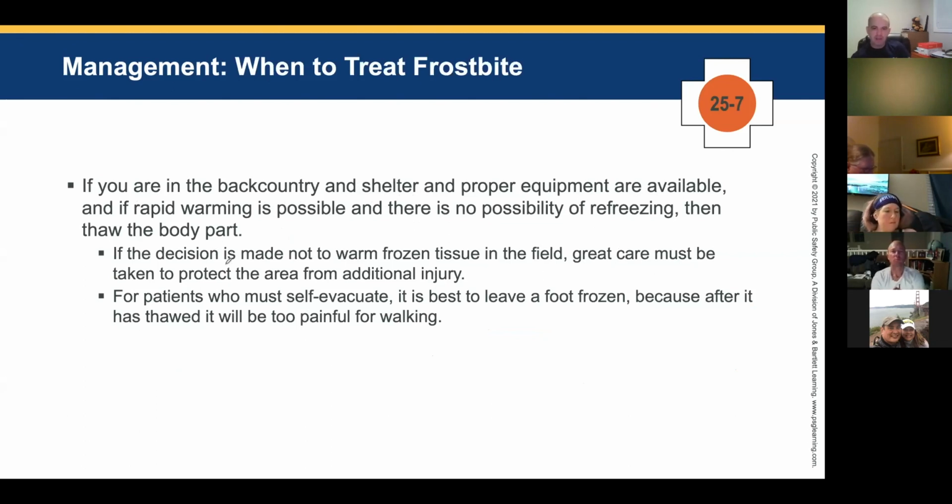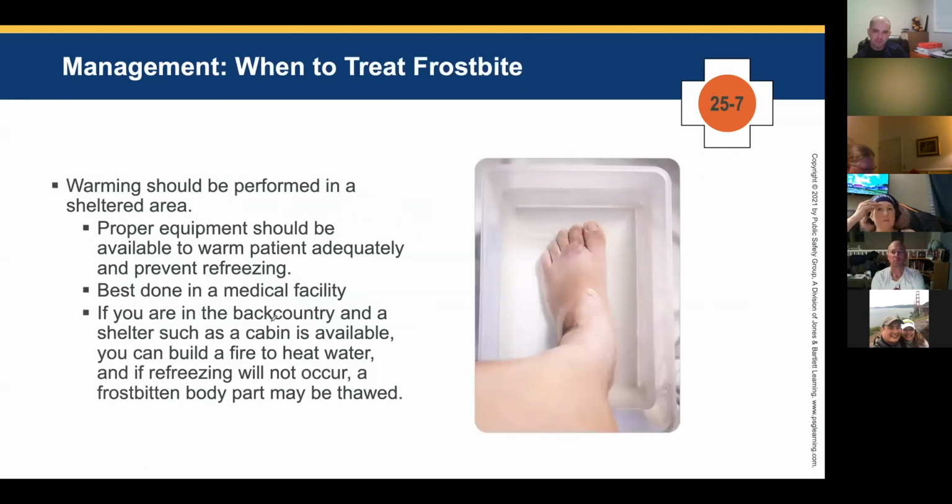If the decision is made not to warm the frozen body tissue, great care must be taken to prevent further injury. For patients who have to self-evacuate, it's best to leave a foot frozen because after it's thawed, it will be too painful for walking. Warming should be performed in a sheltered area. Proper equipment should be available to warm the patient adequately and prevent refreezing, so keep in mind, this is best done in a medical facility.